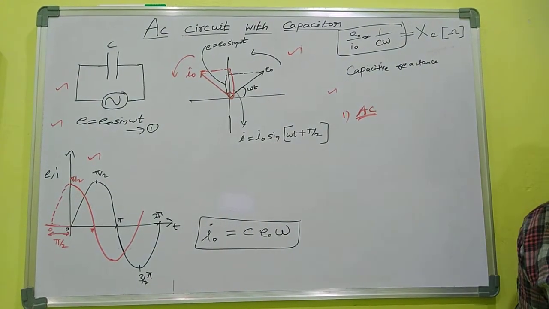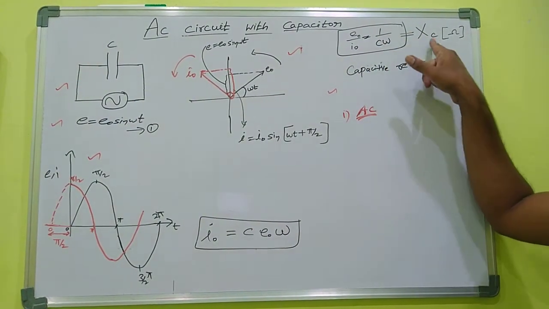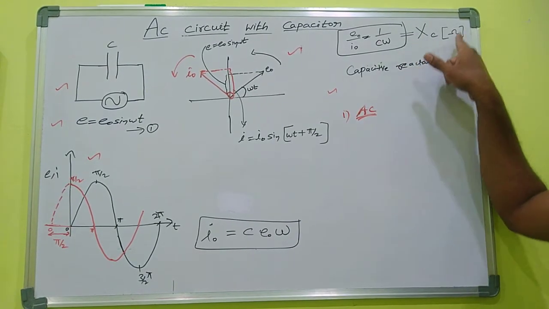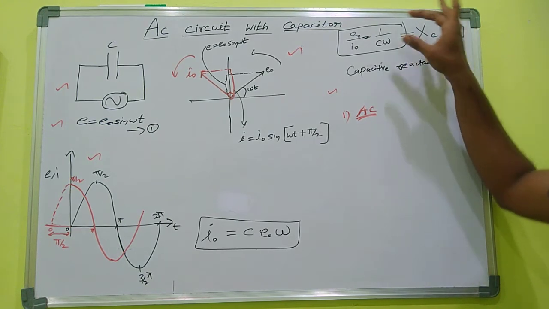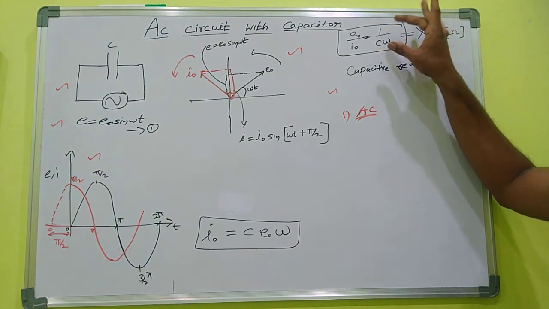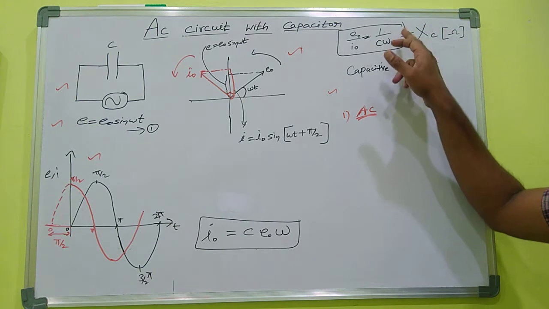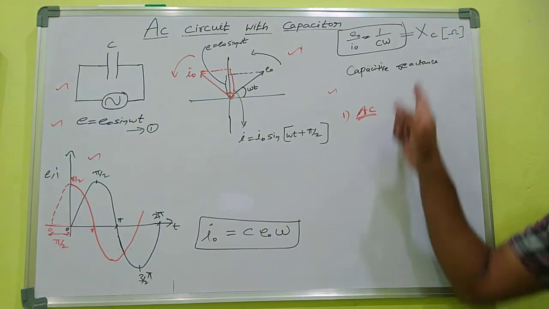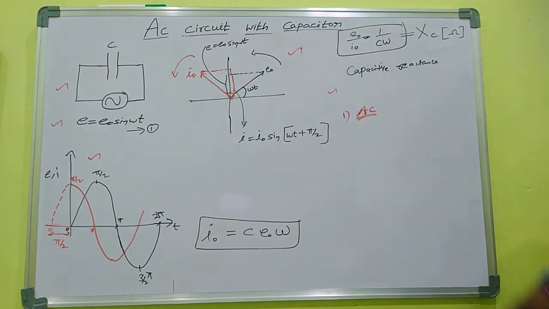For AC, first know the relationship between Xc and omega C. 1 by omega C is equal to Xc, the capacitive reactance, which is otherwise known as the opposition. These two terms are equal. How do we relate them to E naught by I naught? E naught by I naught is equal to 1 by omega C.